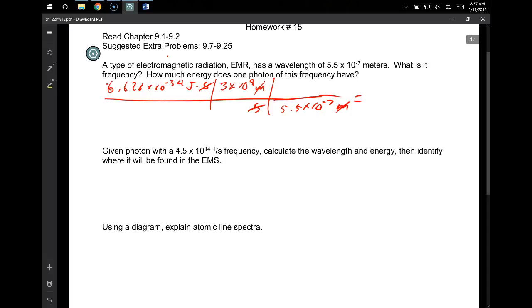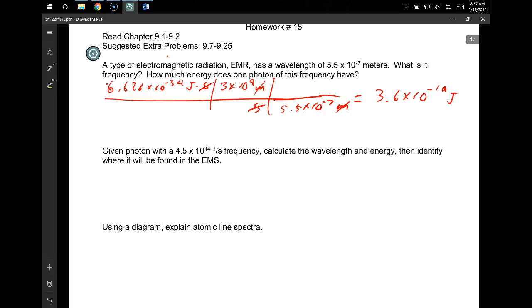Okay, so let's see what that is. It's going to be a really small number: 6.626 e negative 34 times 3e8 divided by 5.5 e negative 7 equals 3.6 times 10 to the negative 19th joules. Great. Okay, so then let's figure out frequency.